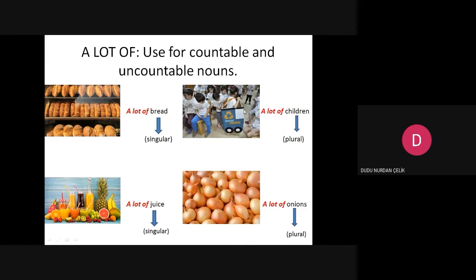But with countable nouns like child, a child, or a lot of children, with the countable nouns, we use nouns with a lot of in plural because it's countable and it's used plural with a lot of. Onion is also countable and we use it plural with a lot of.